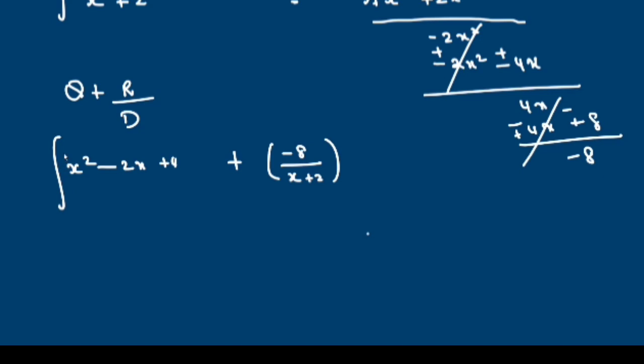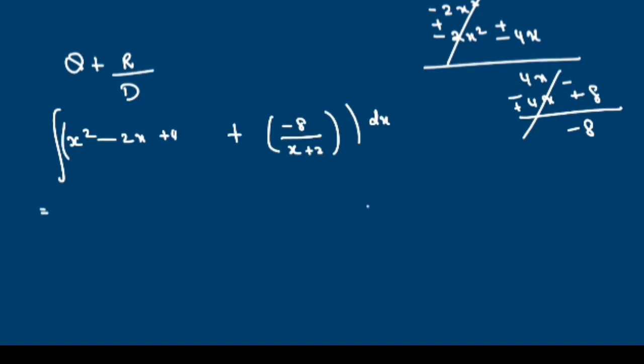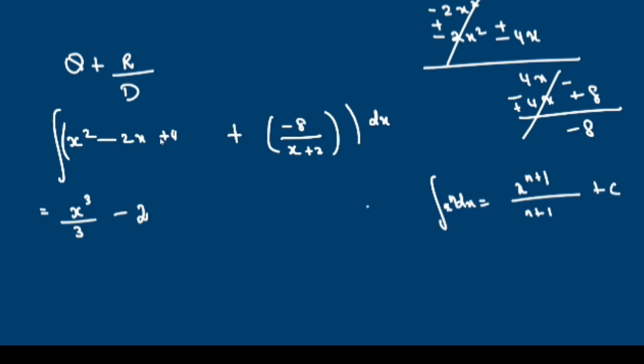Now, you can integrate. At this stage, you have to integrate. So, what is x square integration? It will become x power 3 by 3, right? X power n plus 1 by n plus 1, minus 2 into, what is x power 1 integration? See, x power n plus 1 by n plus 1. Remember that integration of x power n dx is this. So you just put n is 1 here. So it will become x power 2 by 2 plus 4.